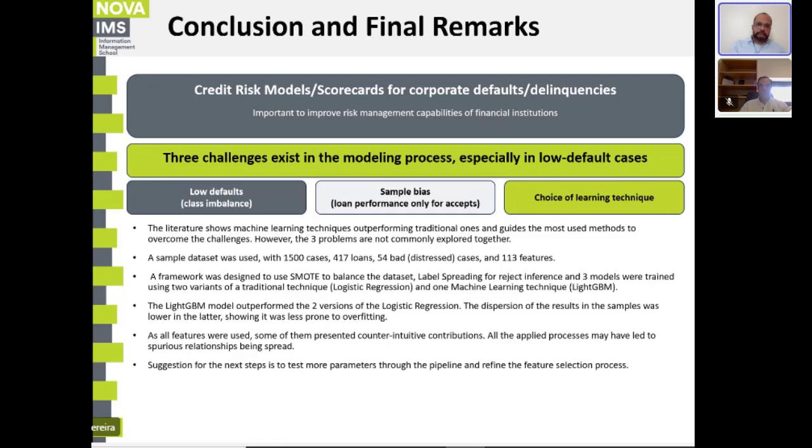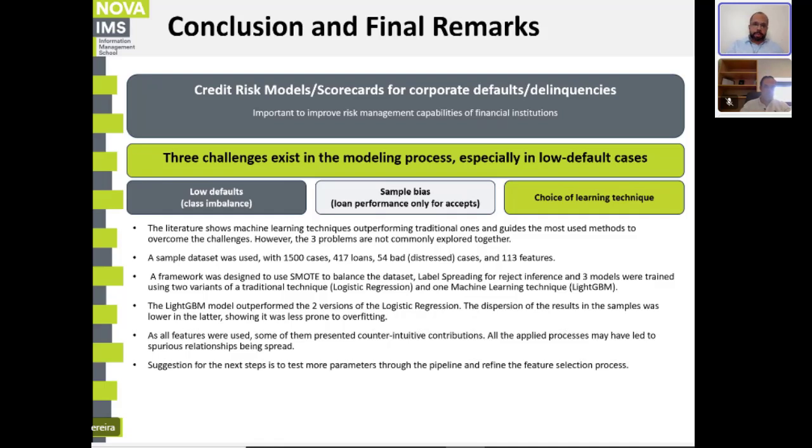First, most SME lending has low defaults, so it leads to higher class imbalance. Sample bias is present in almost all credit scoring problems, so we have the loan performance only for the accepts. And the industry standard is not to explore machine learning a lot, because people want to have confidence and explainability. The last part is to choose the learning technique. As we have unregulated lenders and more modern machine learning techniques, why not use them?